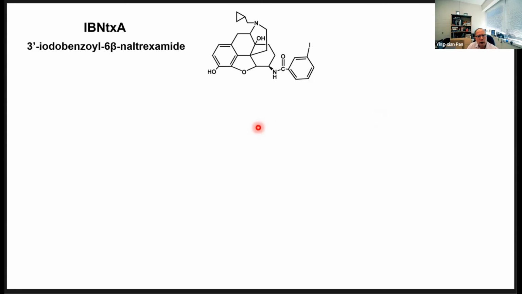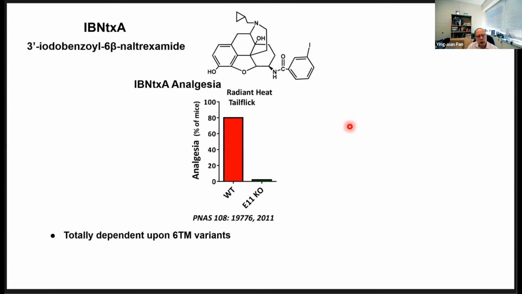By the time Dr. Majumdar made this IBNtxA, we also had the exon 11 knockout model, in which we knock out all the 6TM variants. When we look at the IBNtxA analgesia in the wild type animal, it is very potent, about 10 times more potent than morphine in terms of ED50. However, when you knock out all the 6TM variants in the exon 11 knockout, this IBNtxA analgesia is totally lost. This indicates that IBNtxA analgesia is dependent on the 6TM variant.